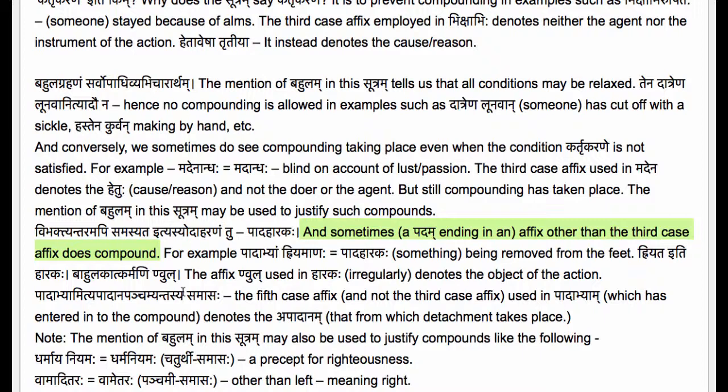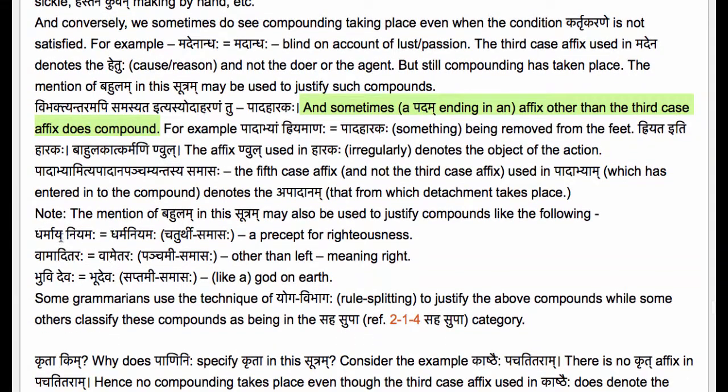Hence, the mention of bahulam in that sutram may also be used to justify compounds like the following: dharmaya niyamaha equals dharma niyamaha. This is a chaturthi samasaha. And also vamaditaraha equals vame taraha, panchami samasaha. Then bhuvi devaha equals bhudevaha, saptami samasaha.